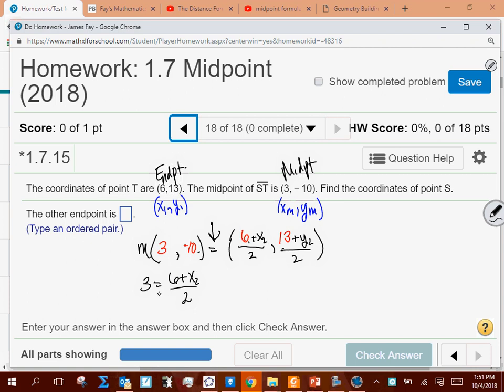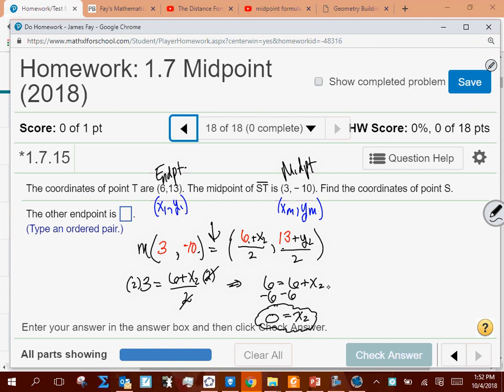Can I solve for that? Can I multiply both sides by 2? So multiplying both sides by 2. That would cancel with that. Come over here, multiply by 2. I get 6 on the left-hand side, right? Kind of running out of room here, but this would give me 6 equals 6 plus x sub 2, right? How do I solve for x sub 2? Subtract 6 from both sides, right? So 0 is equal to x sub 2. There's my x-coordinate of my endpoint, my other endpoint.